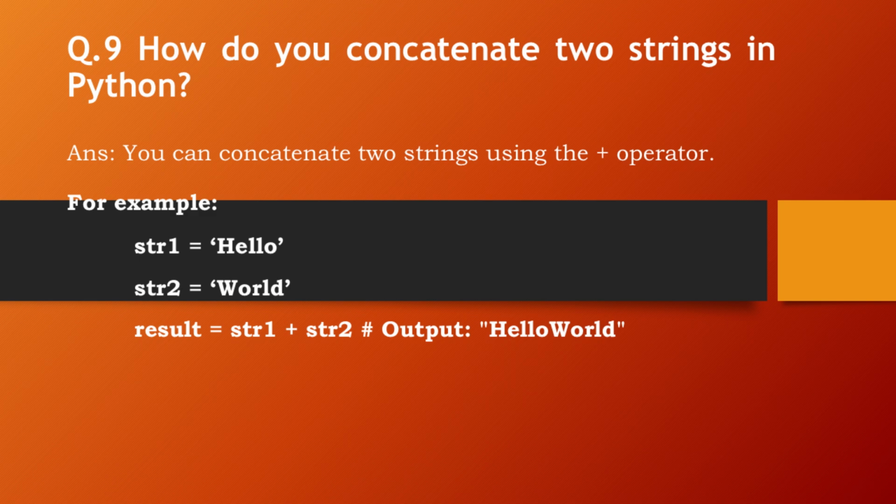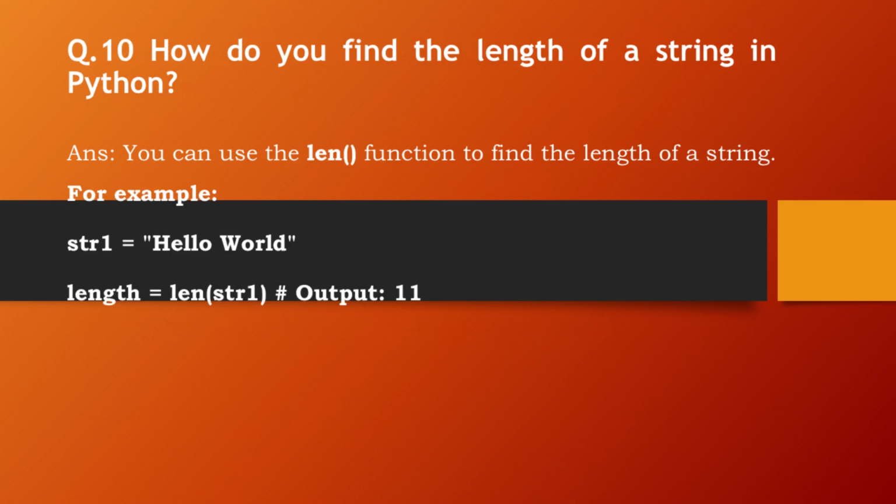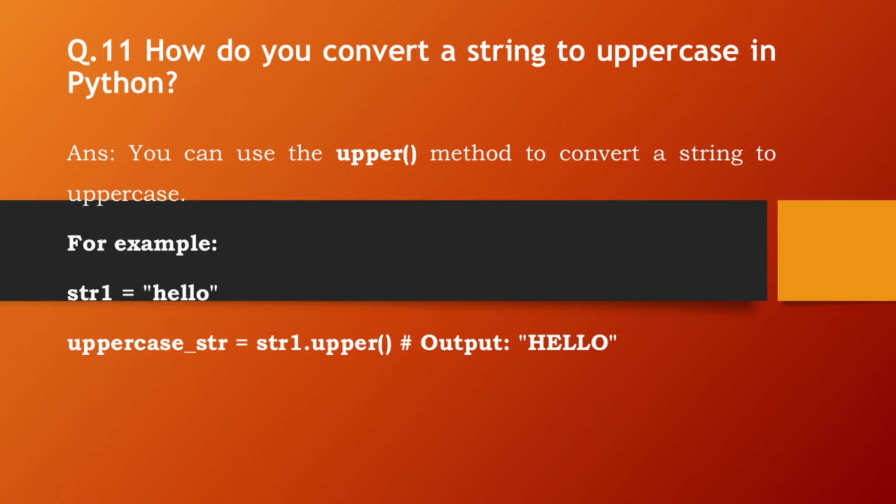How do you concatenate 2 strings in Python? You can concatenate 2 strings using the plus operator. How do you find the length of a string in Python? You can use the len function to find the length of a string. How do you convert a string to uppercase in Python? You can use the upper method to convert a string to uppercase.